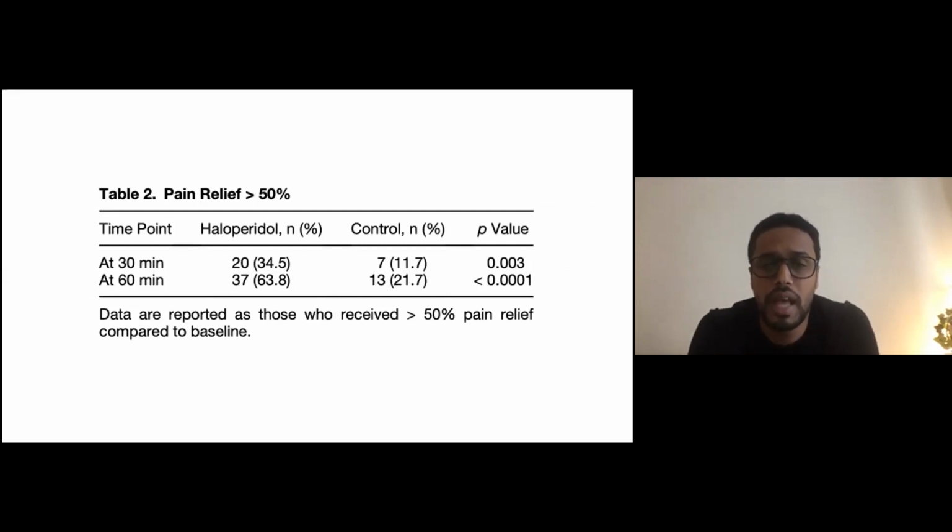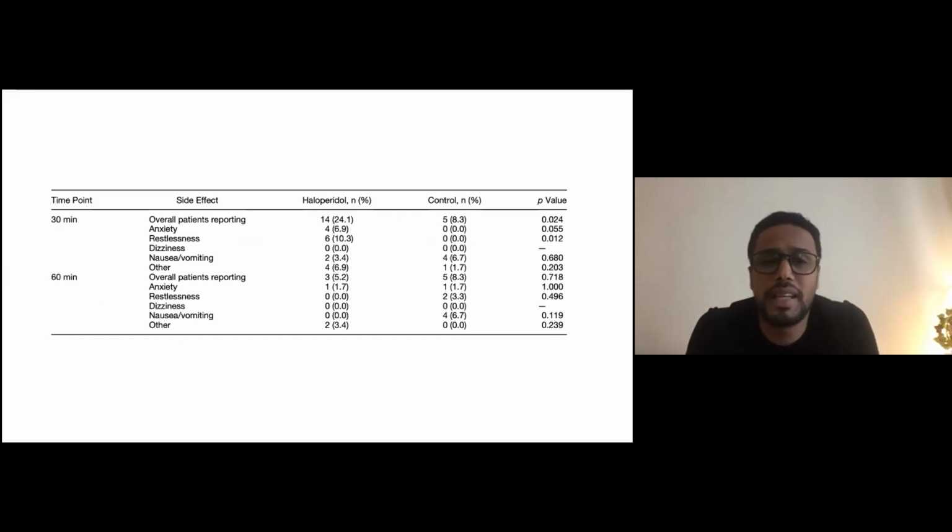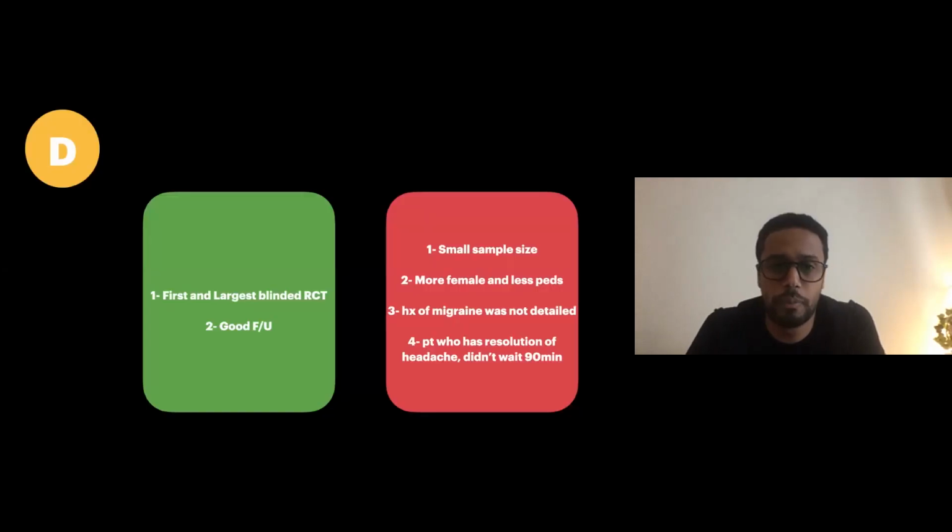control group. And at 60 minutes, it was 63.8% in the Haloperidol group and 21% in the control group. For the adverse events, it was mainly anxiety and restlessness in both groups. And the QT change was not statistically significant. There was no statistically significant difference in QT changes in both groups.